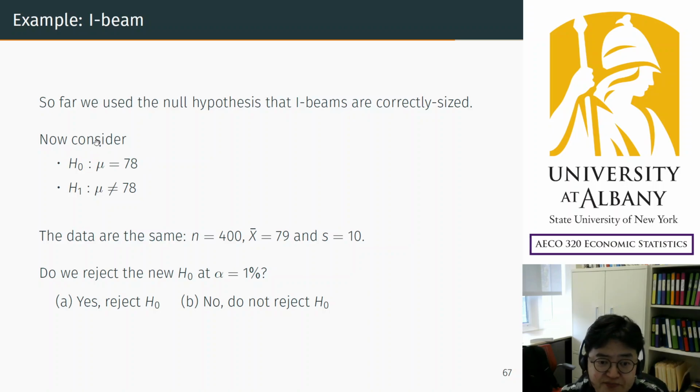So based on this belief, I start inspection, right? Now the data are basically the same. I collected 400 I-beams and measured their average height, which was 79, and standard deviation was 10. In this case, under the belief of 78, do you reject the null hypothesis at 1% or not? So you do it by yourself. You may use any of the 3 decision rules. Just make the decision by yourself. Okay.